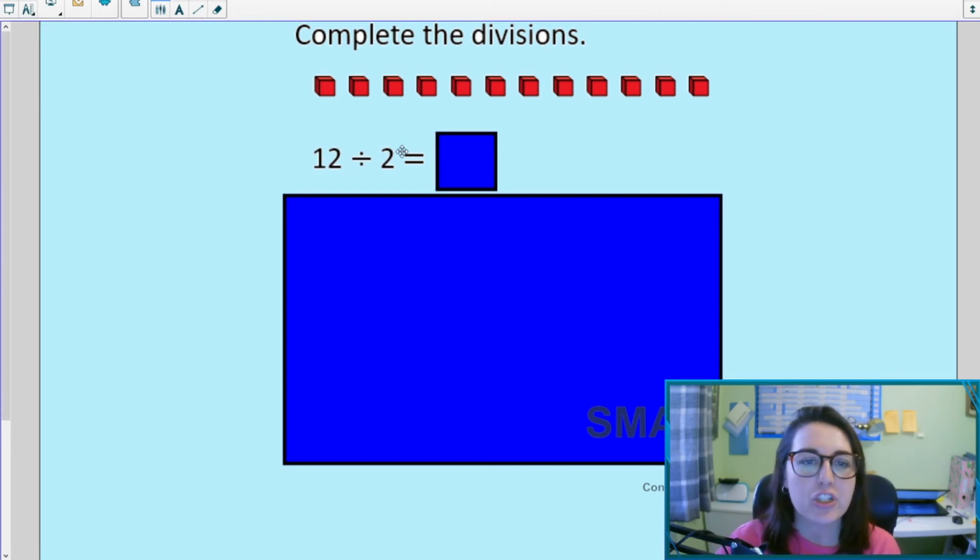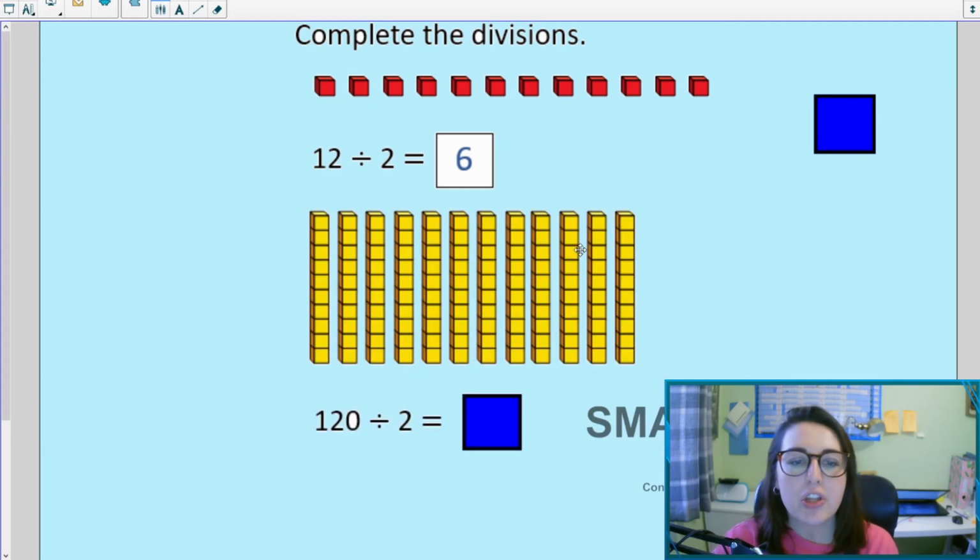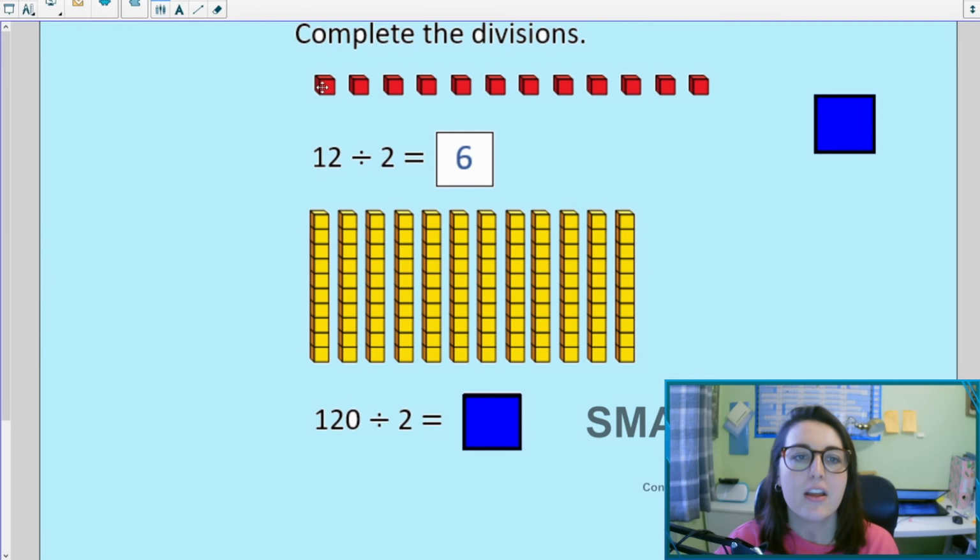12 shared between 2. So we need to count up in our 2's until we get to 12. The answer is 6. So if we had 120 shared between 2, have a look how similar these two bits are here. We have got 12 ones up here. Down here, we've got 12 tens. 12 tens shared between 2.